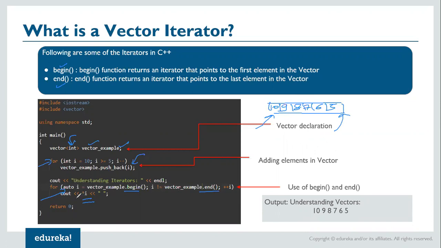Please note carefully, there is a star here, right? So once we iterate through the vector using this iterator, it will display all the values from 10, 9, 8, 7, 6, 5, as you will see shortly with an example we will try. So basically, this is an example of how we make use of a vector iterator.